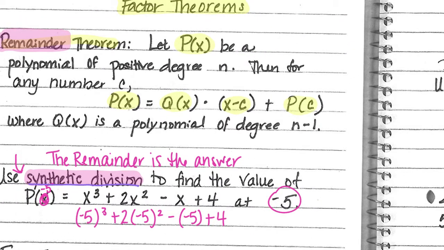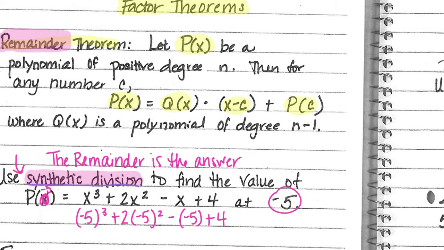Let's see if I have a place to set this up. All right, I'm going to use -5 as my number right here. And my numbers across are 1, 2, -1, and 4. I did not need any zeros to fill in. And you know me, I always put a line and I make a little spot for my remainder. And remember, we said this remainder right here is going to be the answer. So this is what we're going to look at.